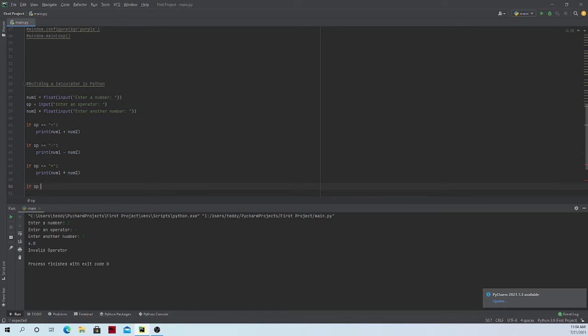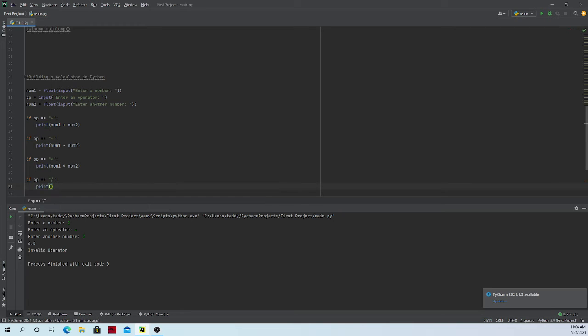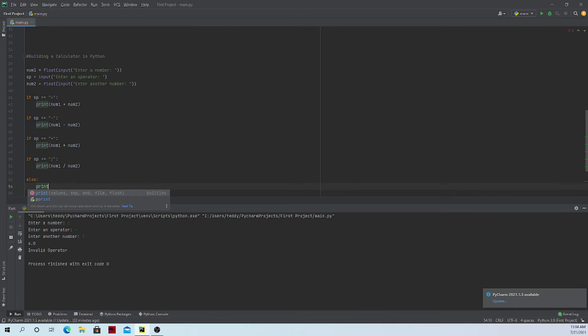But Modern, what if the operator is division? Okay, if your operator equals division, print num1 divided by num2. Makes sense, right? But what happens if our user doesn't give a plus, a minus, a times, or a divide? What do we do then? Well, then else print invalid operator.